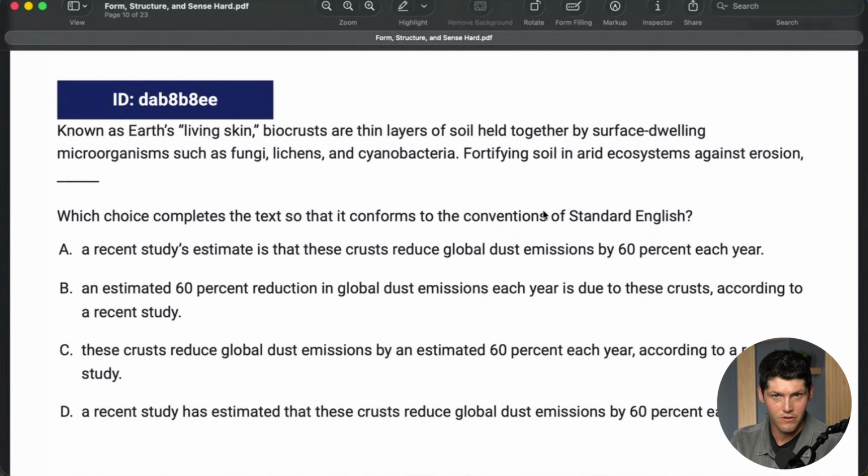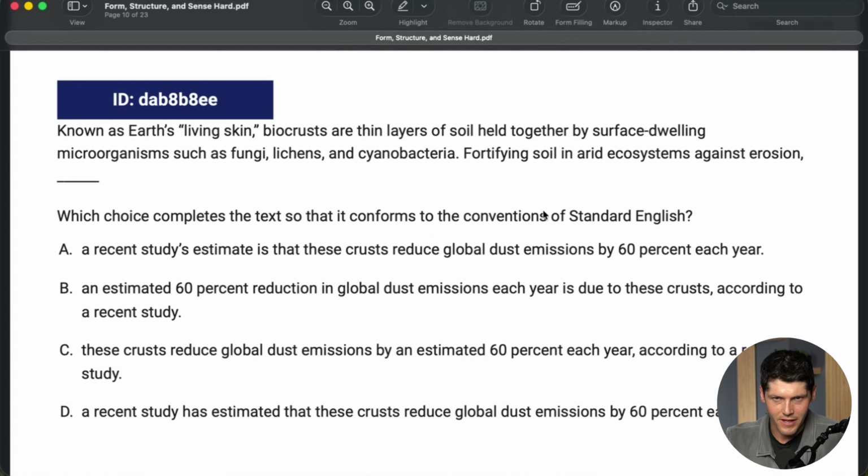The first skill I want to teach you is how to know what type of question you're working on. Because you need to know, what am I looking at, so that you can apply the right strategy in the moment. So the question that we're seeing here, I'll read it to you. Known as Earth's living skin, biocrusts are thin layers of soil held together by surface-dwelling microorganisms such as fungi, lichens, and cyanobacteria. Interesting, right? Probably not.